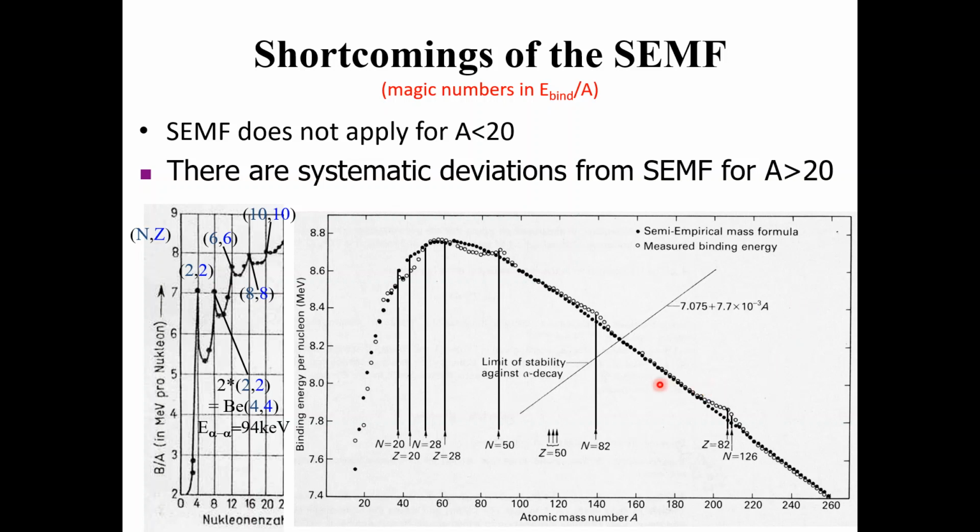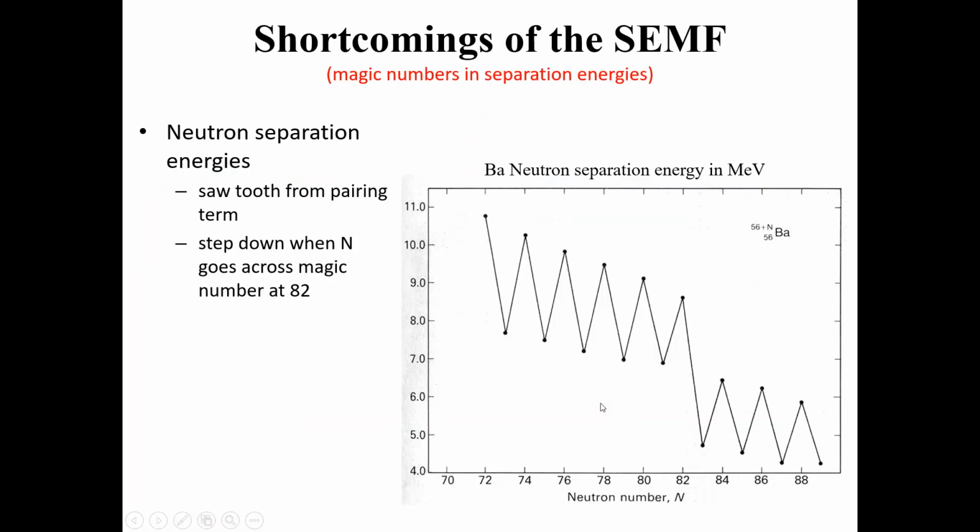But here you can see that, unlike that particular curve, if we apply the semi-empirical mass formula to the binding energy, we get systematic deviations for the atomic number greater than 20. So this is again a shortcoming of the semi-empirical mass formula.